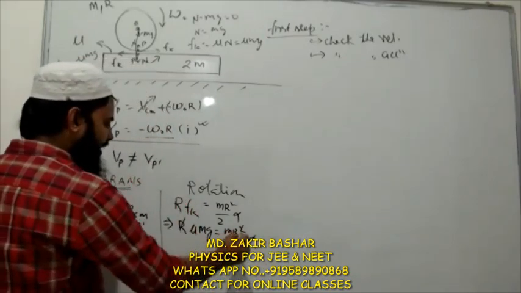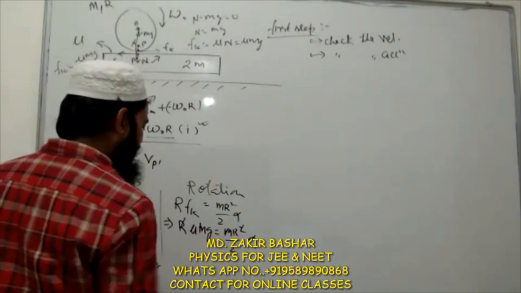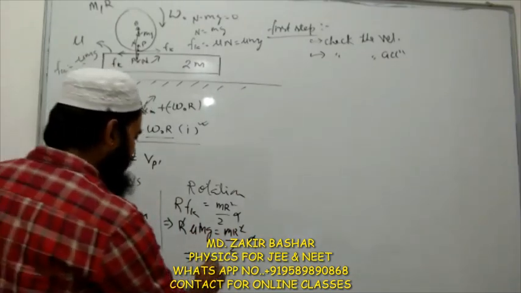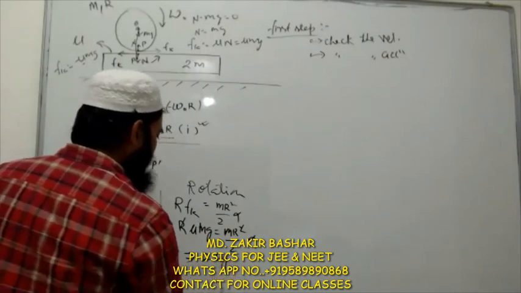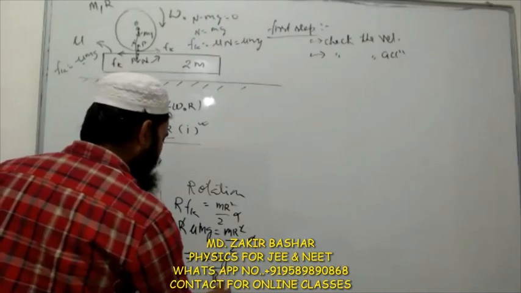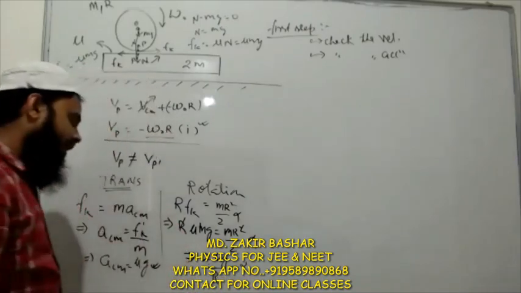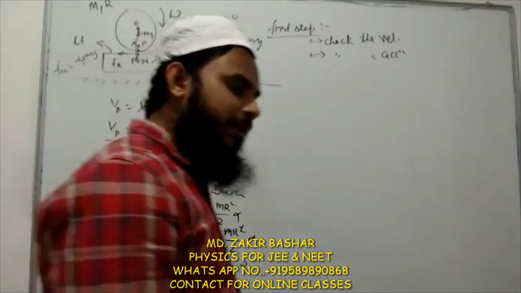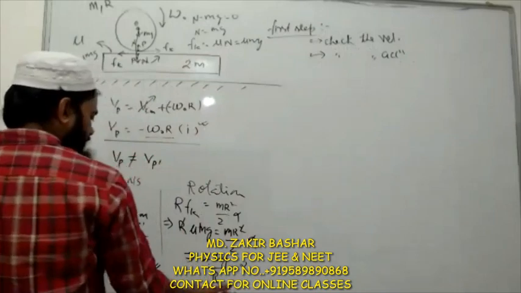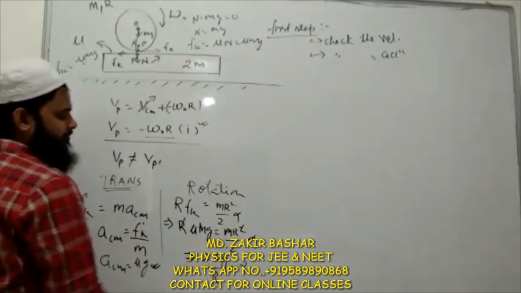From here I can cancel out m and r, and I can write 2 mu g divided by r is equal to alpha. Is it clear? Anybody having any problem? No, sir. No problem. So this is the angular acceleration.